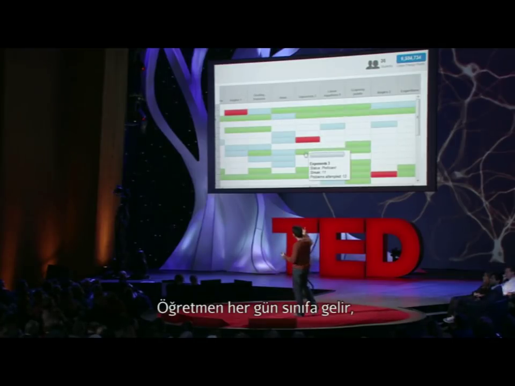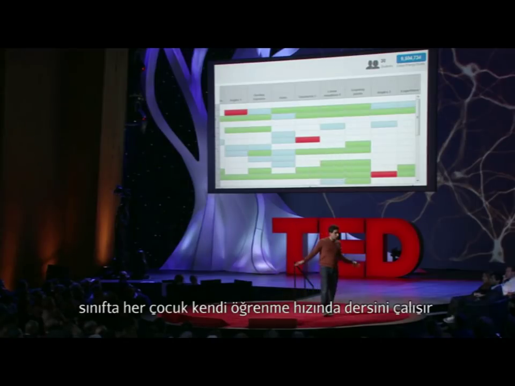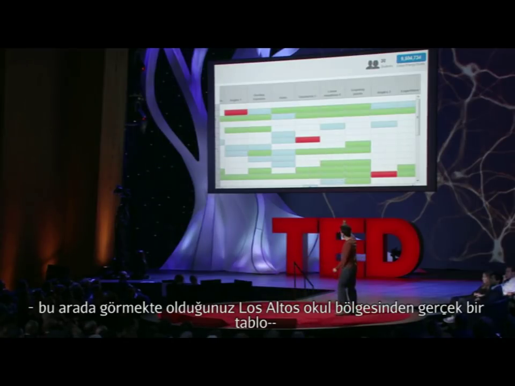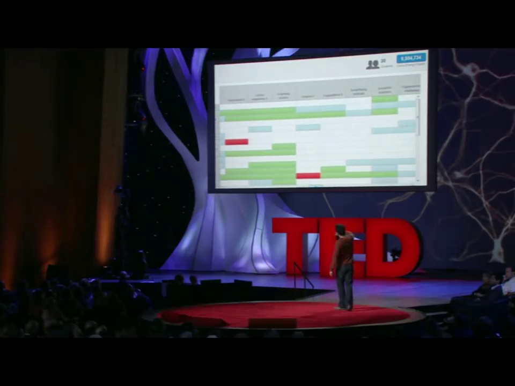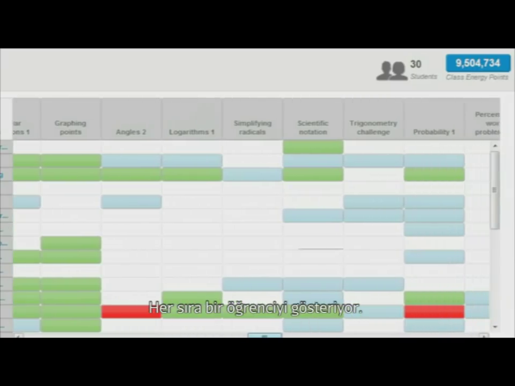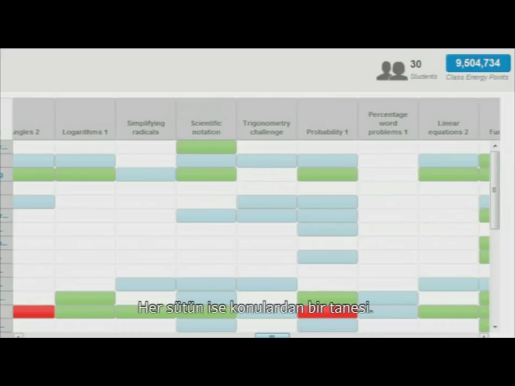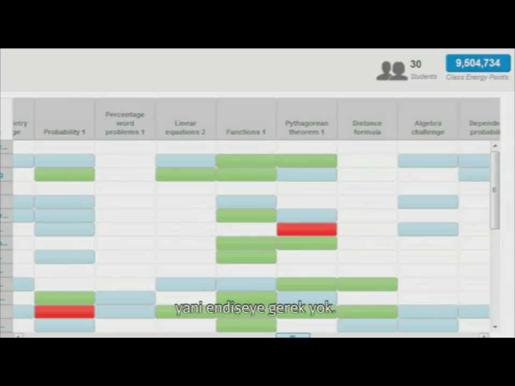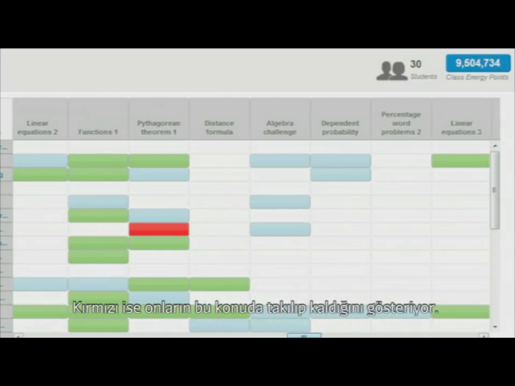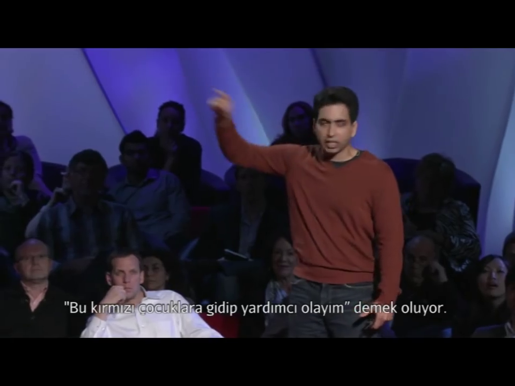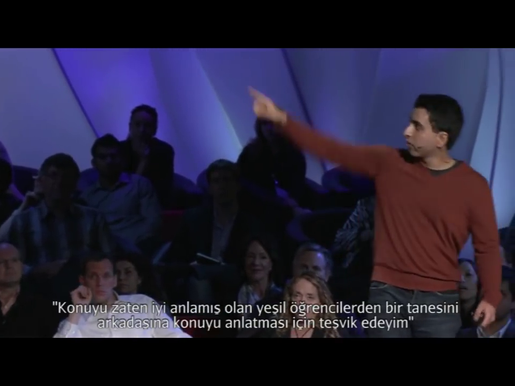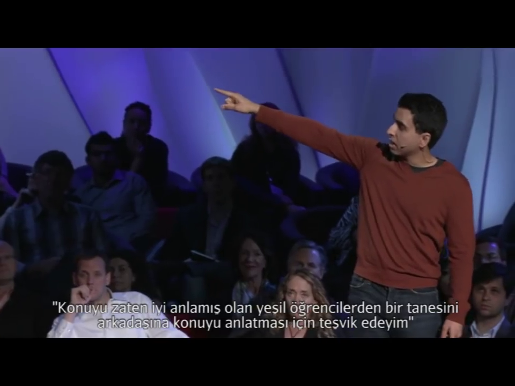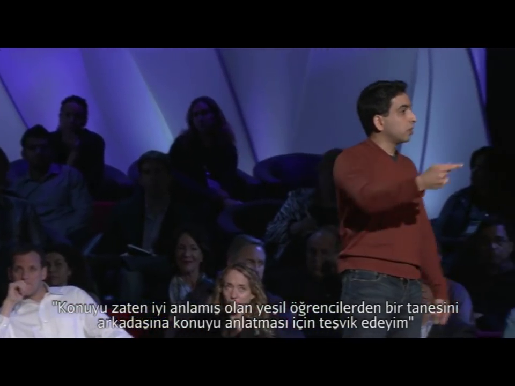And so the paradigm is, the teacher walks in every day, every kid works at their own pace, and the teacher gets, this is actually a live dashboard from Los Altos School District, and they look at this dashboard. Every row is a student. Every column is one of those concepts. Green means the student's already proficient. Blue means that they're working on it, no need to worry. Red means they're stuck. And what the teacher does is literally just says, let me intervene on the red kids. Or even better, let me get one of the green kids who are already proficient in that concept to be the first line of attack and actually tutor their peer.